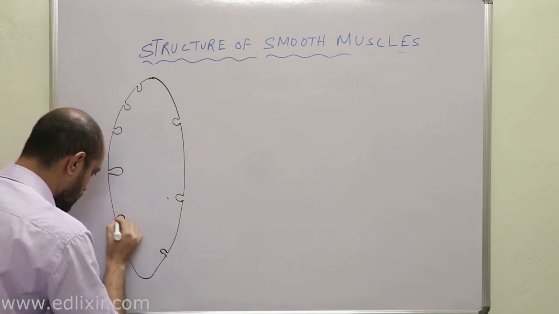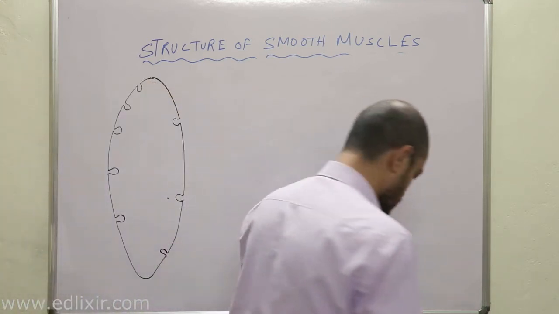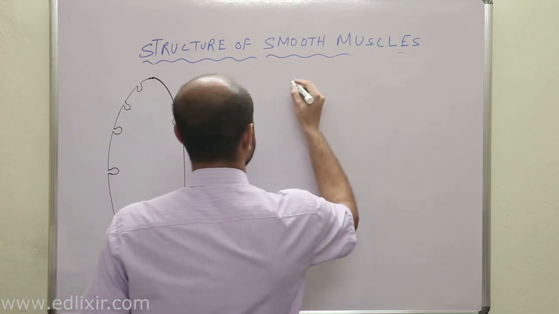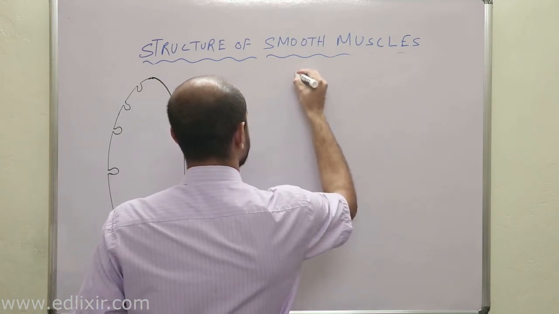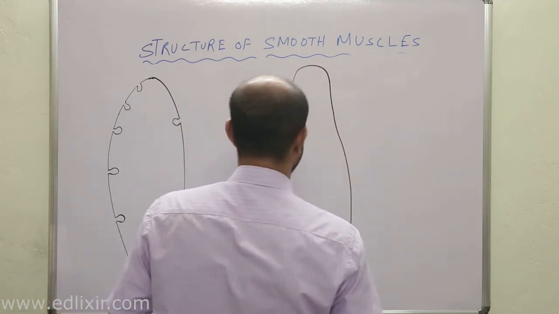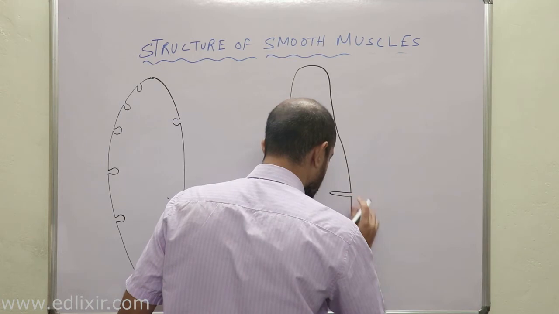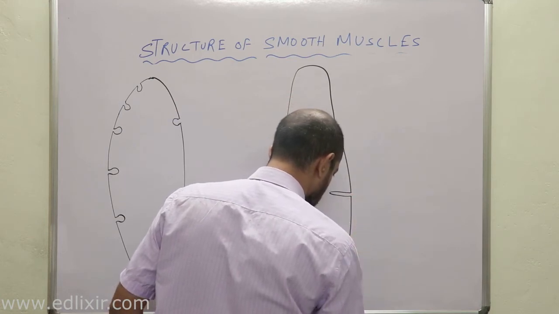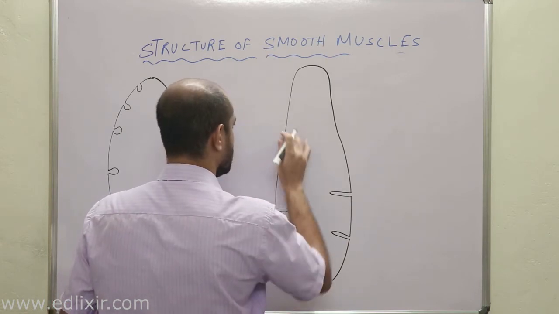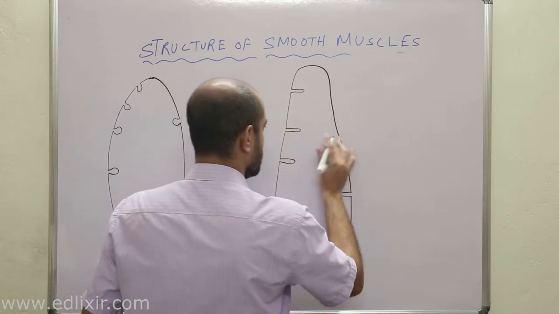Now listen. Strange shapes. You're laughing. Now, on the other hand, let's draw the structure of skeletal muscle. Suppose this is your skeletal muscle. It looks more like paramecium. Now, these are what? These are T tubules, right? So the analogous structure of T tubules in smooth muscle is what? Caveolae, right?